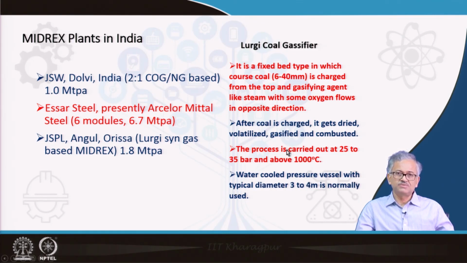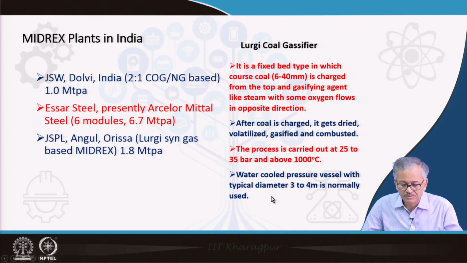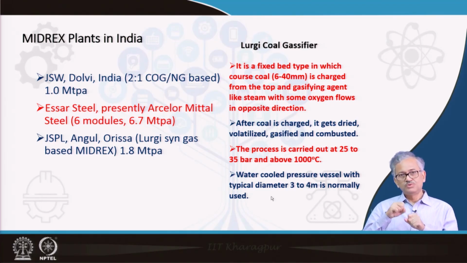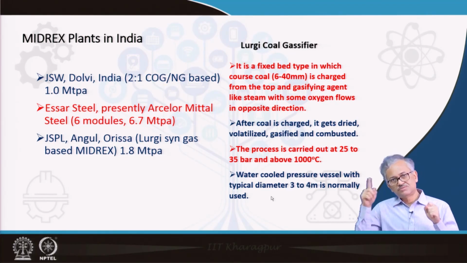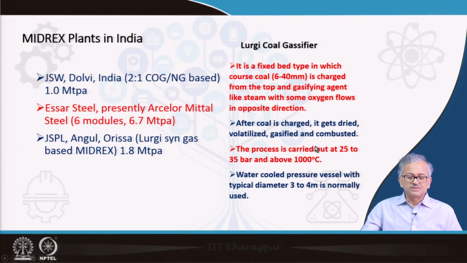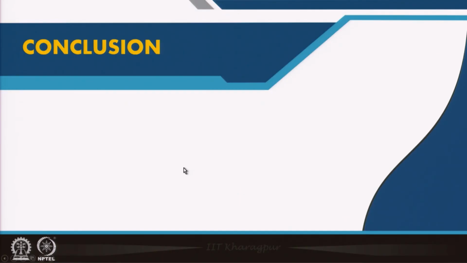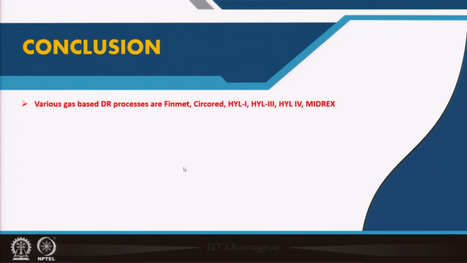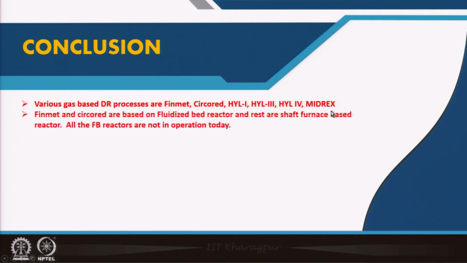You can understand, at high pressure and high temperature you are operating, so you require a water cooled pressure vessel, with typical diameter 3 to 4 meter normally used. Then you produce the syngas, and the syngas is fed into the midrex reactor. So these are some of the references and conclusion. We can say the various gas based DR processes are Finmet, Circored, HYL series and the midrex, out of which Finmet and Circored are the fluidized bed reactors, and the others are all shaft furnace based.